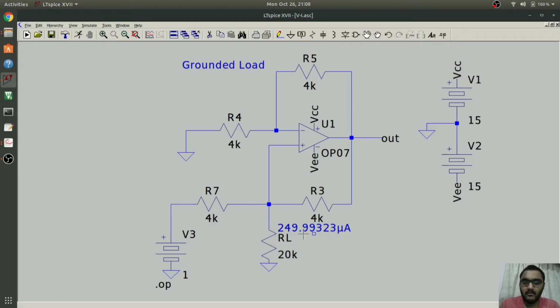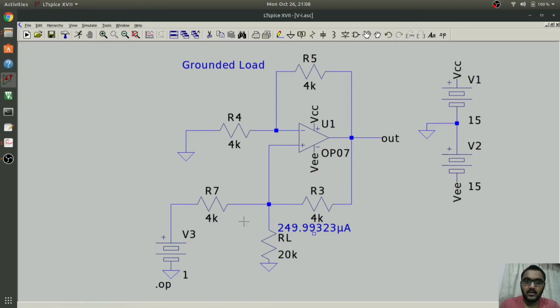But you may have realized that the output current in both of the circuits is in microamperes, which is a very small value of current. So what if we wanted a higher value of current? Instead of microamperes we needed milliamperes. For that, we saw in theory that the output current is directly proportional to the input voltage, and the formula for output current is V in upon R, where R is the value of this resistance.